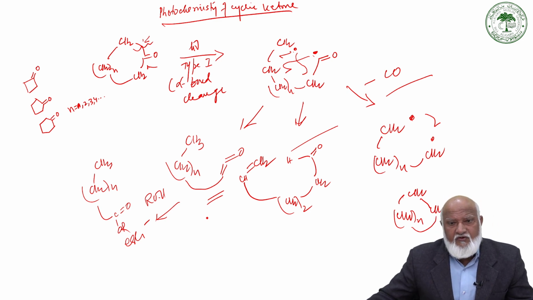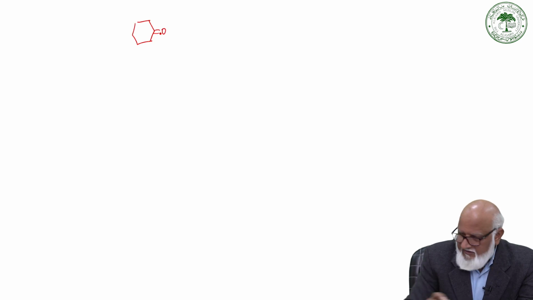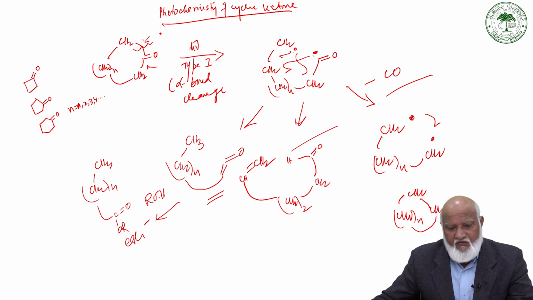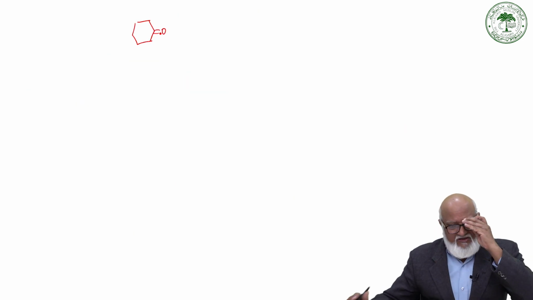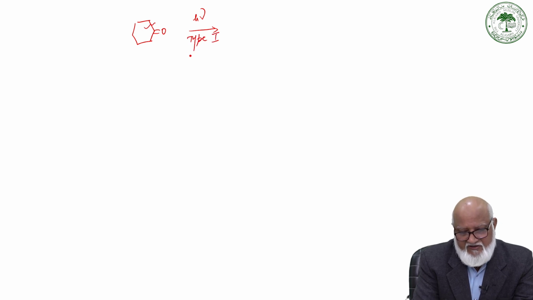Let us see a few more examples just to have a better understanding. If we have a cyclohexanone, this is a general reaction where n can vary. If we take a particular cyclic ketone, in the presence of light, it will undergo the type 1 reaction. The type 1 reaction is nothing but alpha bond cleavage.